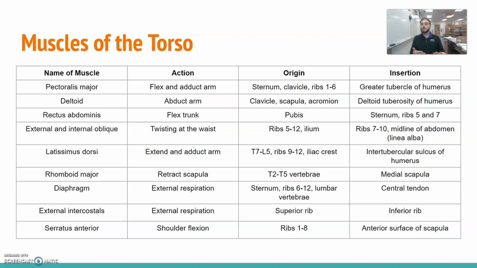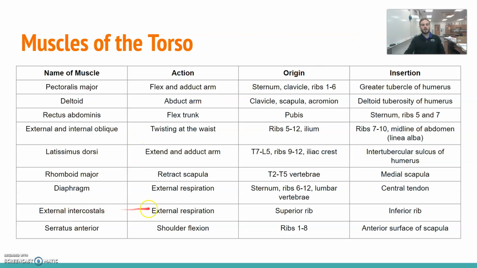Diaphragm, like we mentioned, is used for external respiration, breathing in and out. It's going to originate on the sternum, ribs 6 through 12, and the lumbar vertebrae. Remember, it's going to encircle everything across your inner cavities there. And they all insert on that central tendon. That is what they are pulling or relaxing.